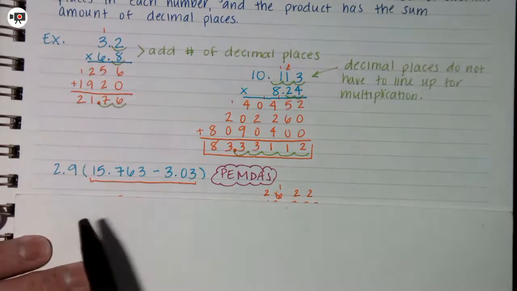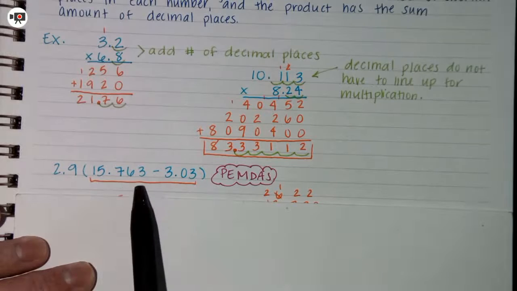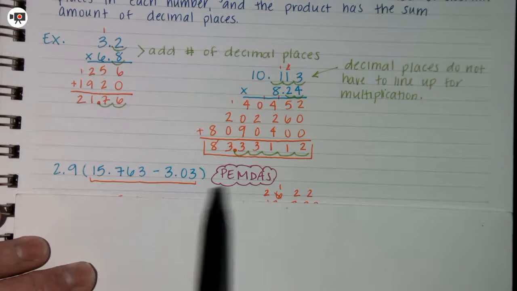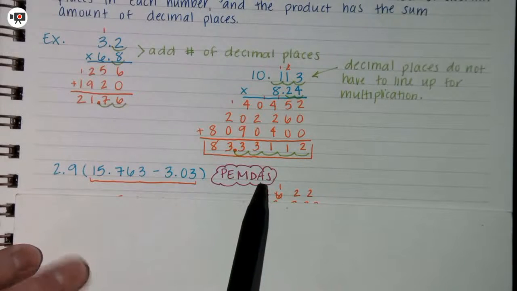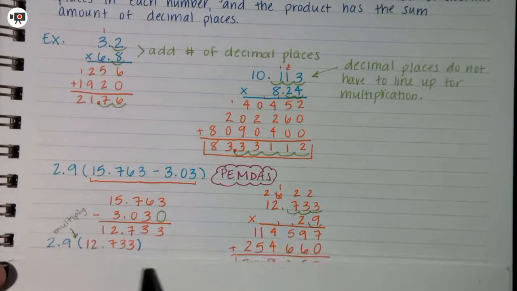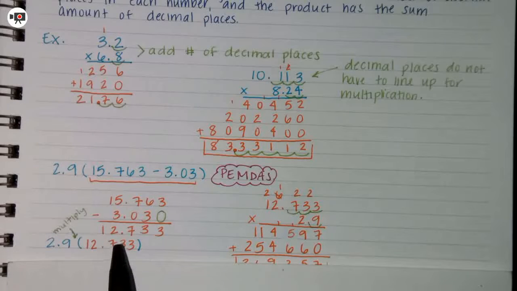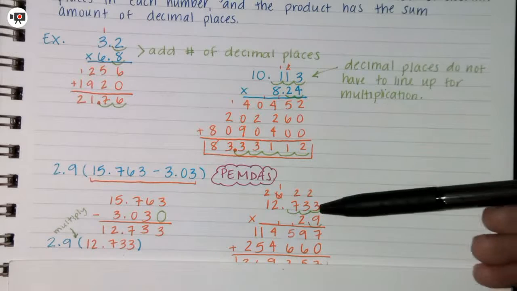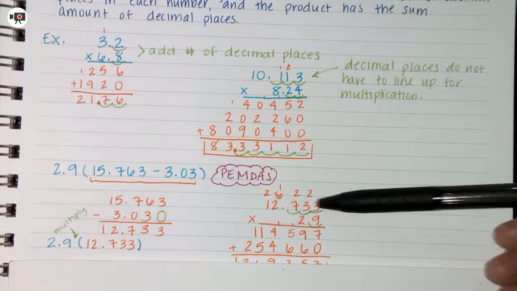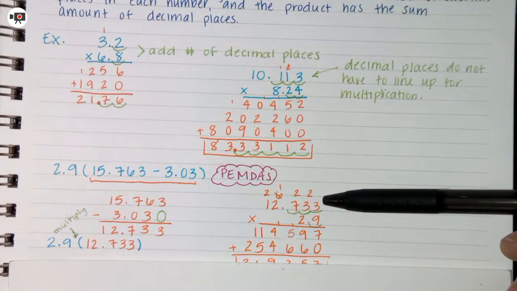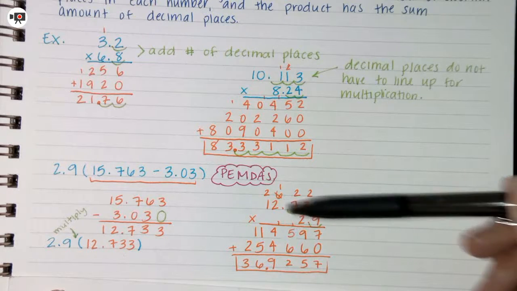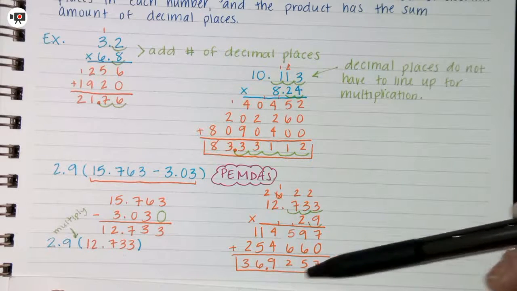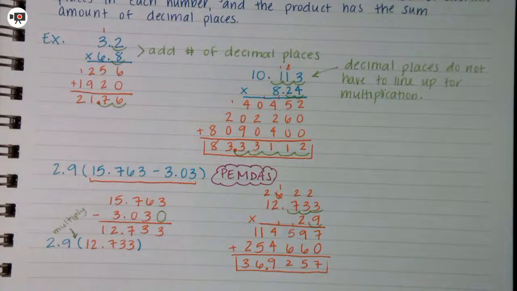Alright, now for this one, we have 2 times (15.763 minus 3.03). Following order of operations, like we always have to do, I do my subtraction first, and then that answer goes in the parentheses. Now I have 2.9 times 2.773. When we multiply, it does not matter which number goes first, so I put the longer number on top. Multiply like normal, and we got 1, 2, 3, 4. So I moved over 1, 2, 3, 4 decimal places.